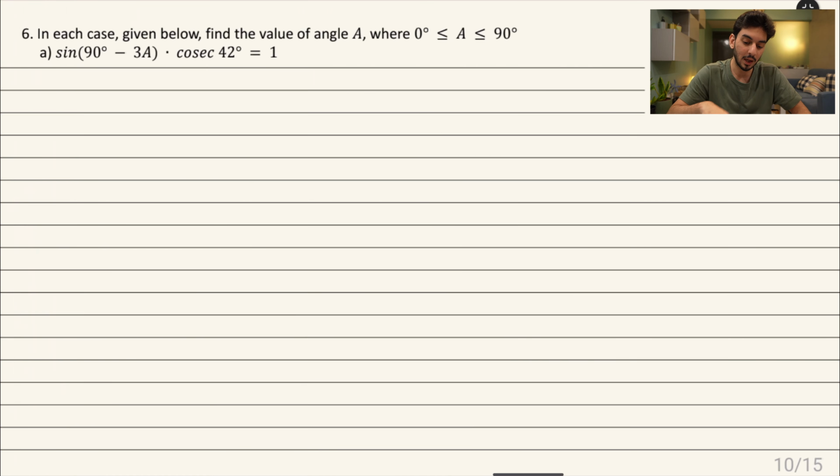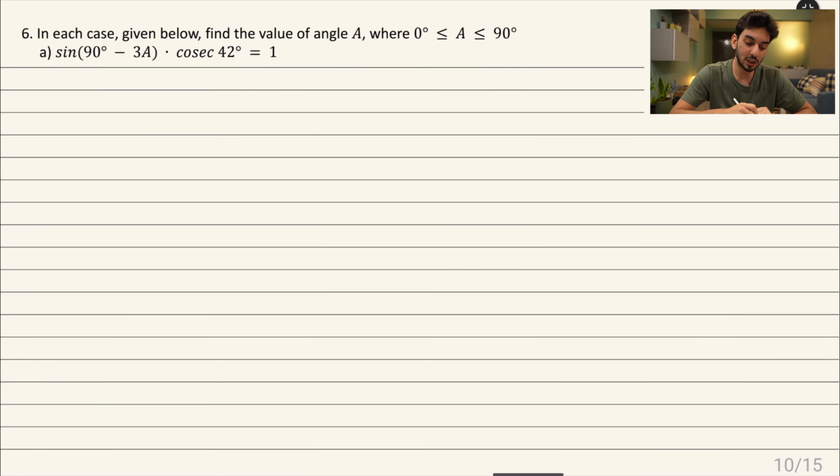Okay. Next question. Here it says, in each case given below, find the value of angle A where A is between 0 and 90 degrees. This is how you read it: A is between 0 and 90 degrees, both included, because there is an equal to sign with the less than and greater than sign. So A can be 0, it could also be 90, but it is supposed to be between 0 and 90 degrees only. Okay, let us see what is given to us.